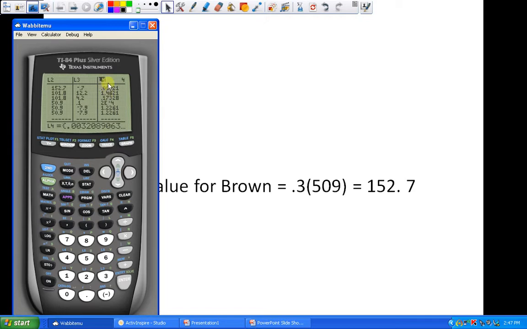In this category, I'll do it again. We took L3, which is the difference, squared it. That's the observed minus the expected squared. And then we divide it by the expected, which is L2. Now, this is what we call our contributions to our chi-squared value.